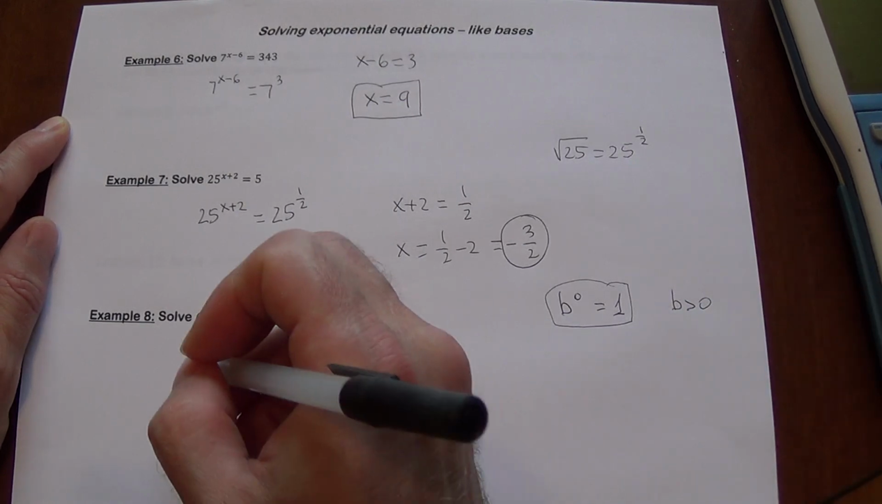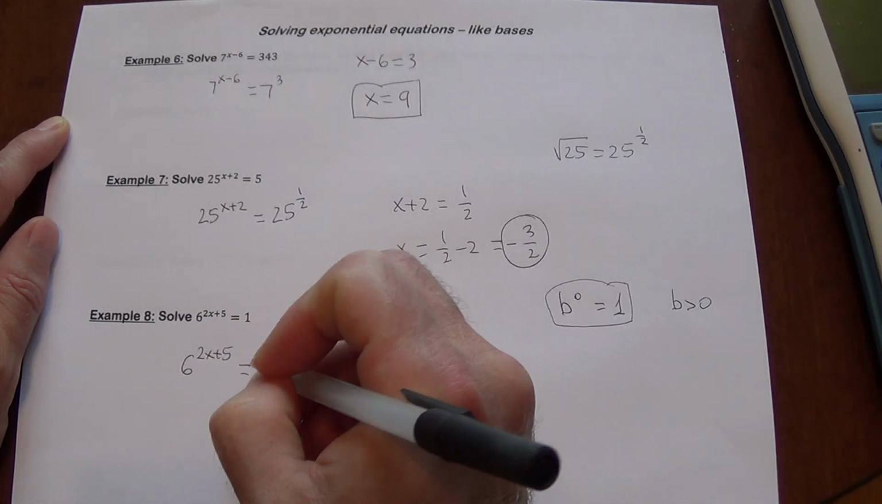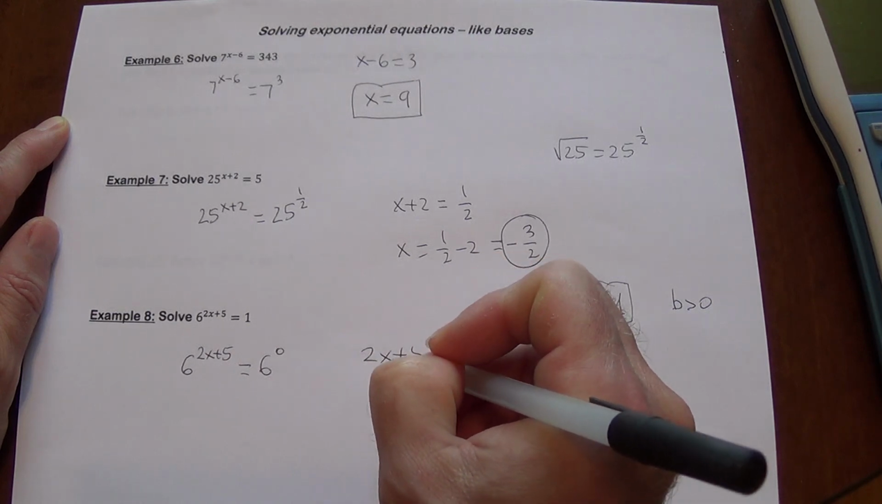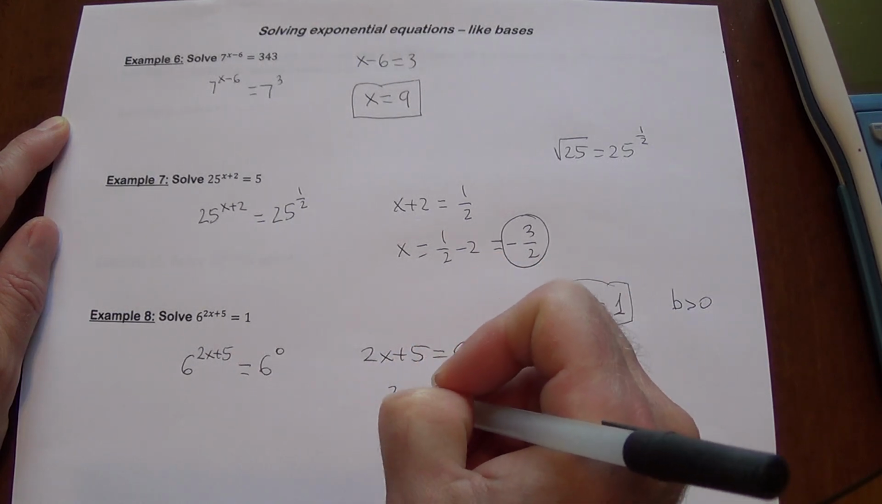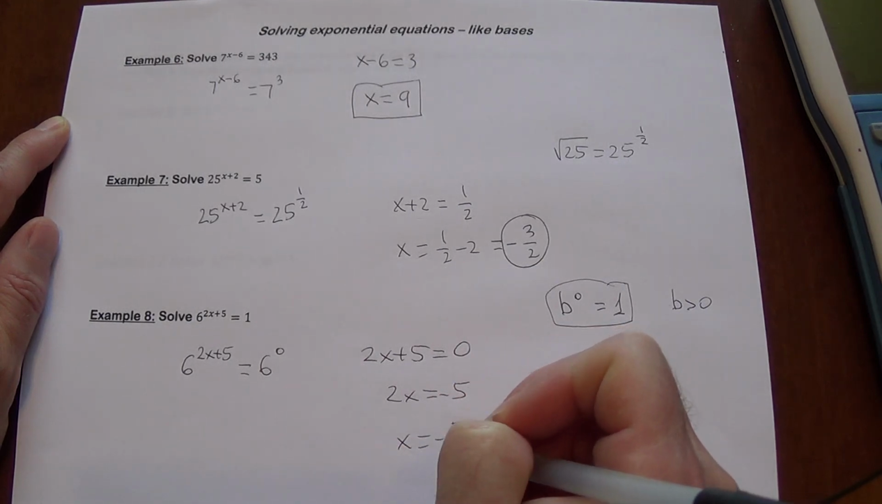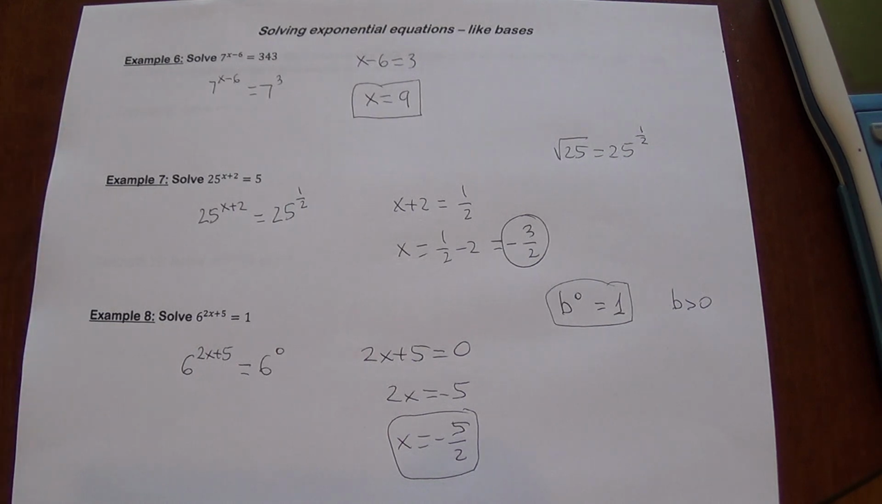So what we are going to do is write 6 to the power 2x plus 5 equals 6 to the power 0. Then 2x plus 5 equals 0. 2x equals negative 5. X equals negative 5 halves. And so far it's all very simple.